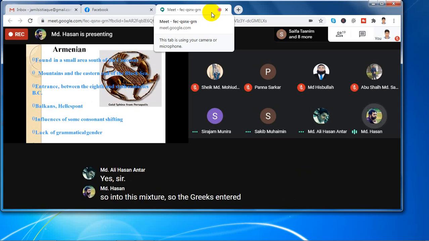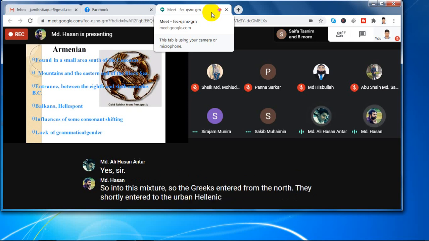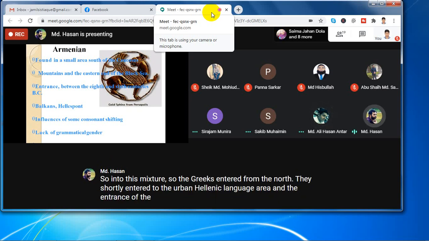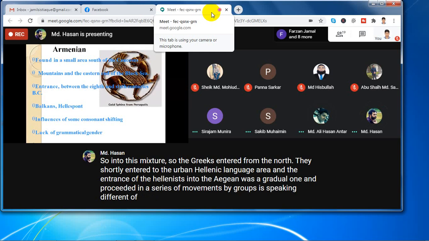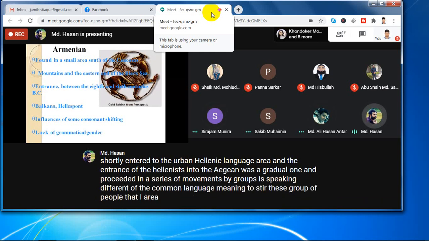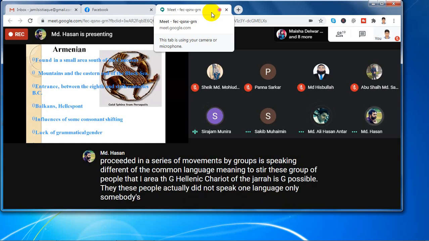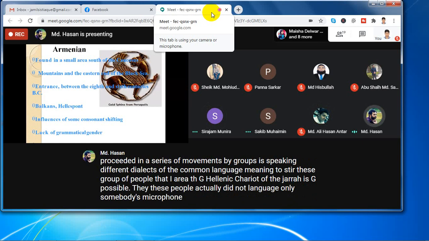From the north, they shortly entered the Hellenic language area, and the entrance of the Hellenists into the Aegean was a gradual one and proceeded in a series of movements by groups speaking different dialects of the common language, meaning to say, this group of people who came to this area, the Hellenic area, who came speaking, these people, and all these languages fall under the Hellenic language family.